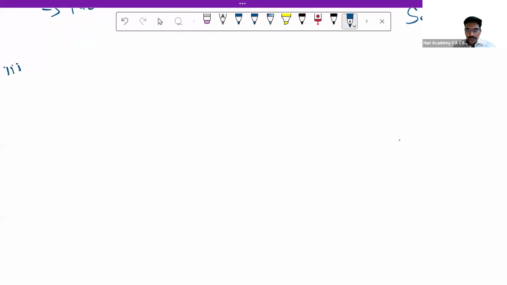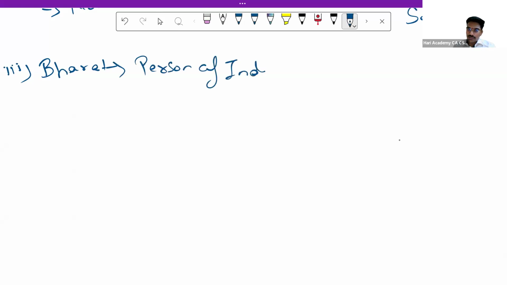Point number 3. Person Bharat is a person of Indian origin. So we have to check first 6.1 if he is satisfying. So let us check that.